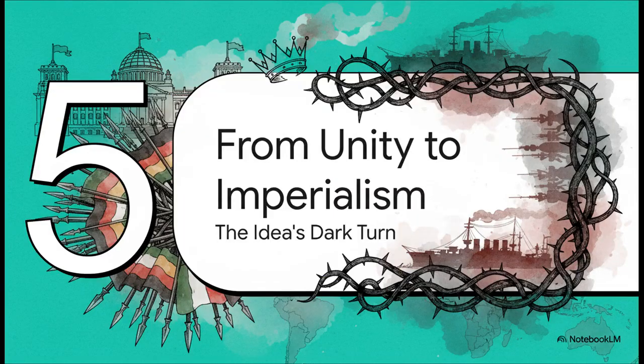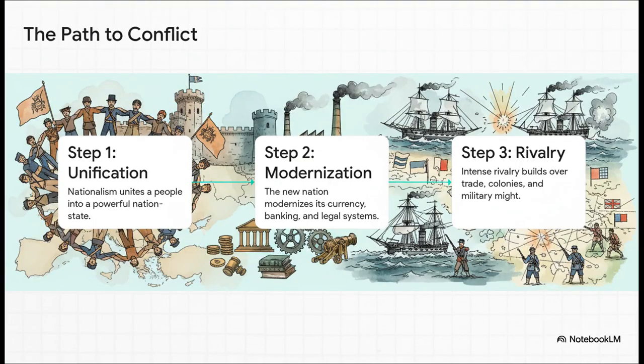All right, on to our final section, from unity to imperialism. Because once these powerful new nations were born, the whole idea of nationalism started to take a very dark turn. And you can almost see the dangerous logic playing out step by step. First, nationalism forges a strong, unified state. Great. But then, that state pours all its energy into building up its industry and its military to compete on the world stage. And what does that lead to? Inevitably, this intense, jealous rivalry with other nations over everything from colonies to trade to military power.